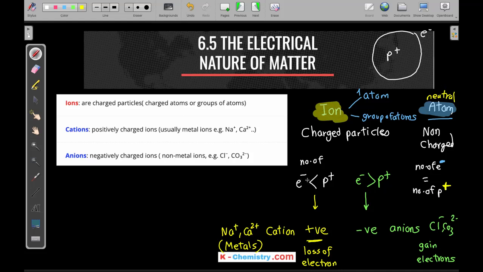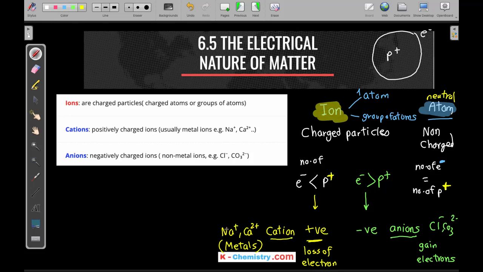If the number of electrons is less than protons, like what happens when you lose electrons, then the number of protons inside becomes more, so you are positively charged because the plus is more. If you gain electrons, the number of electrons will be more than the number of protons, so the negative charge will be more than the positive, so you become negative. The negative ions are called anions, the positive ions are called cations.